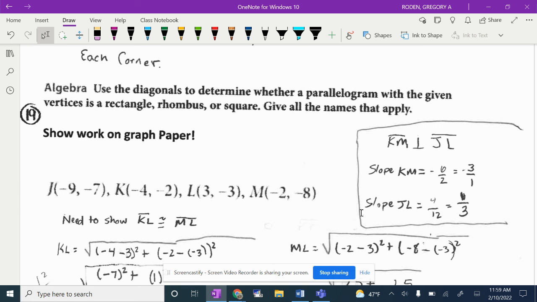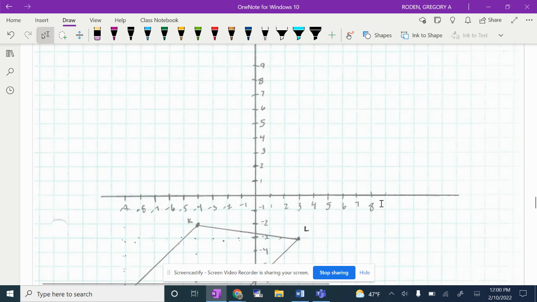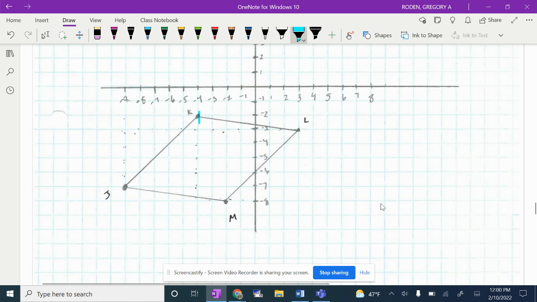So to show it's a rhombus, I could do a couple things. I could show that the diagonals are perpendicular, because on a rhombus, the diagonals are perpendicular. So I could go through and find the slope of KM, and I could find the slope of JL. Well, when I'm talking about KM, I'm talking about this diagonal right here, and this diagonal right here, JL. And I can find those two slopes, and if those slopes are perpendicular to each other, then I know it's a rhombus, because a rhombus has perpendicular diagonals. Now, so do kites, but it already told me it was a parallelogram.